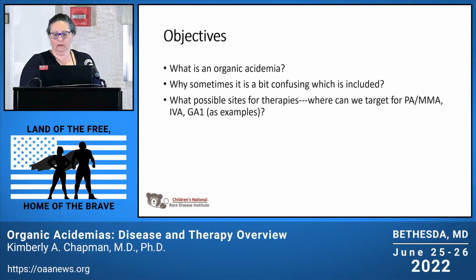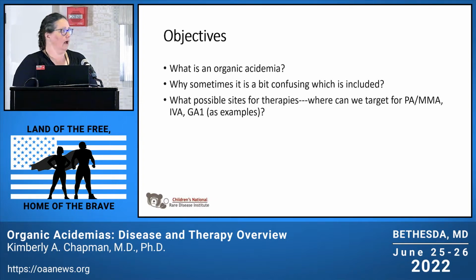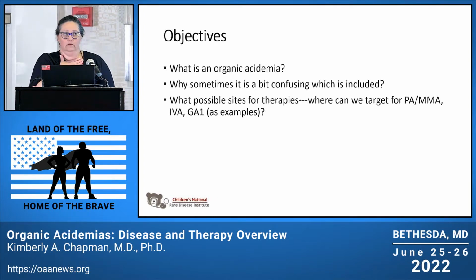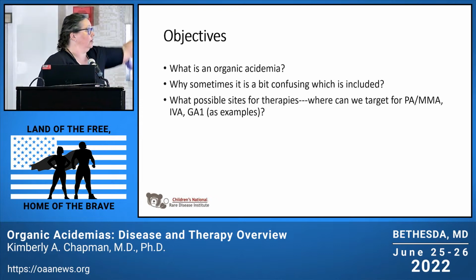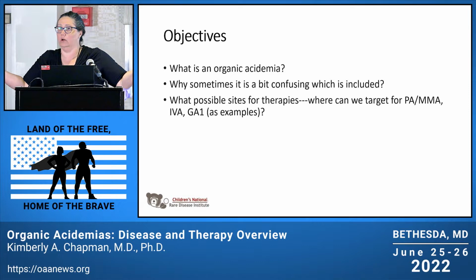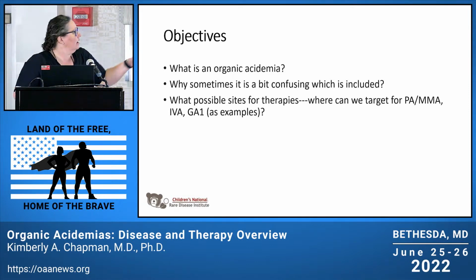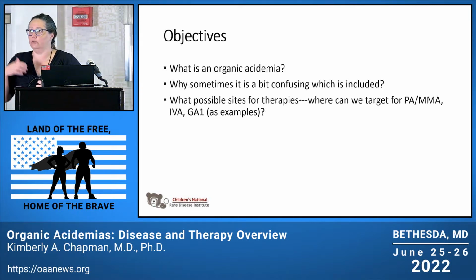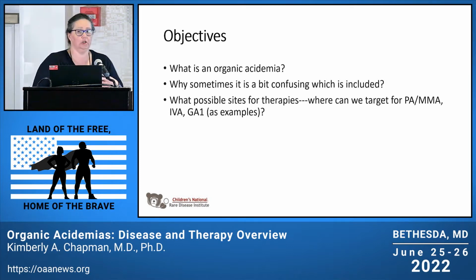Okay. All right. So I'm going to start out, and the irony is Mark Corson actually helped me out really a lot this morning. And so I'm going to start out by talking, what is an organic acidemia? He actually already answered that earlier. Why sometimes it's a bit confusing what's included in the group. Because he talked about some stuff, then you're like, why is that here? And then what are the possible sites for therapy? Where can we target if we're talking about PA, MMA, IVA, GA1?